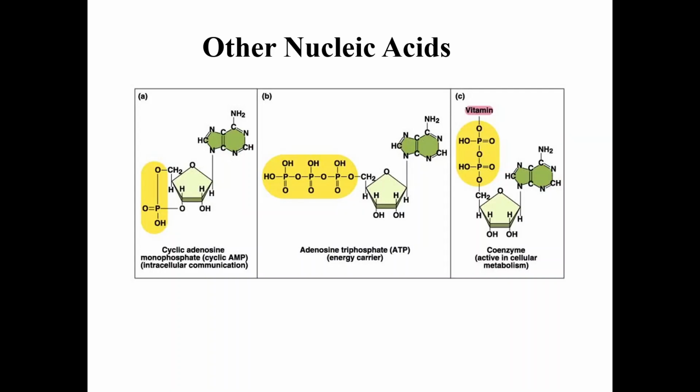And, you know, those aren't the only nucleic acids that we have. We can also have cyclic adenosine monophosphate, right? So this is cyclic AMP. And this is incredibly important. If you ever take a cell bio class, you get more into it. But it's basically important for intracellular communication, right? Then we have adenosine triphosphate, ATP. We need that. It's our energy carrier. And then we also have coenzymes, and those help to be active in cellular metabolism.